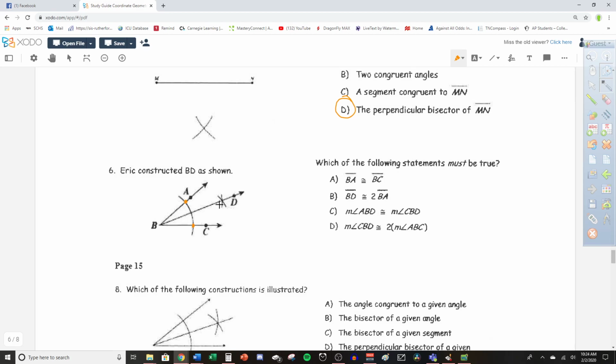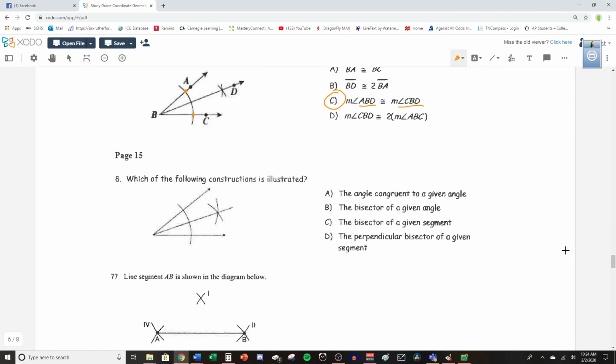Well, ABD, that's this one, should be congruent to CBD, that's this one here. So this is the statement that we want to go with. On this next question, it's following up with the exact same thing that I just did. It's exactly what Eric did up here. Which construction is being created? It is the bisector of a given angle. Bisector of an angle. Not a segment, but an angle.